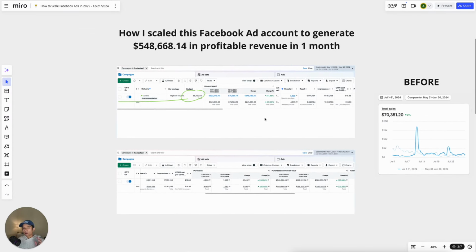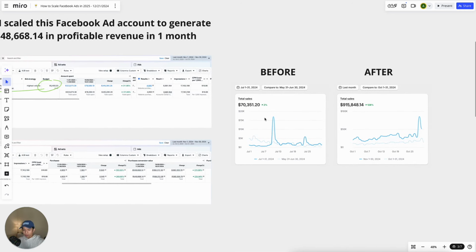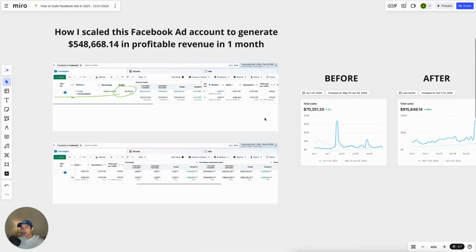$548,668.14. And if you're a Shopify brand that's currently stuck at around 6 figures per month, and you want to scale like this brand did here from low 6 figures to multi 6 figures or even 7 figures per month, and you want to scale your Facebook ads to allow you to do so, then make sure you stick around until the end of this video, because I'm going to be walking through exactly how I did this step by step, how I set the targets, and then how I structured the ad account to be able to generate results like these in literally a single month. So that way you can take this and replicate it into your ad account so you can start scaling right now.